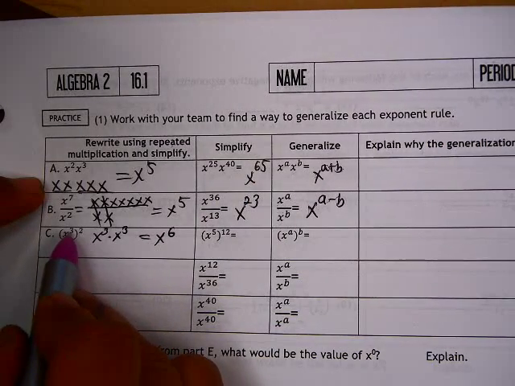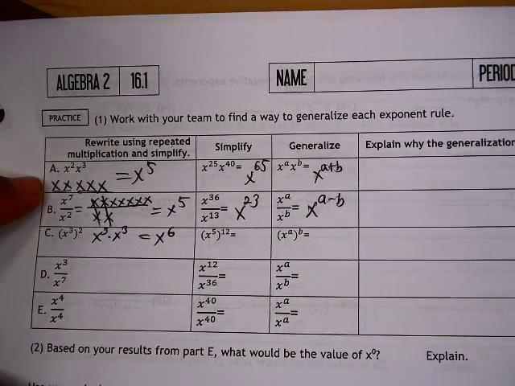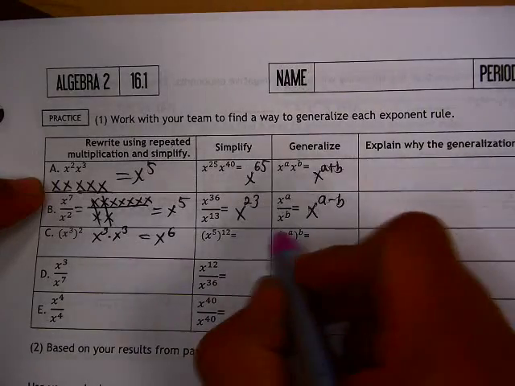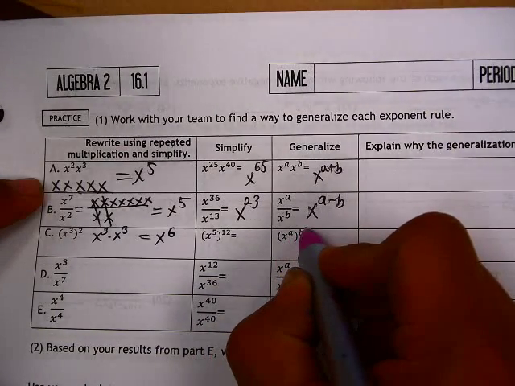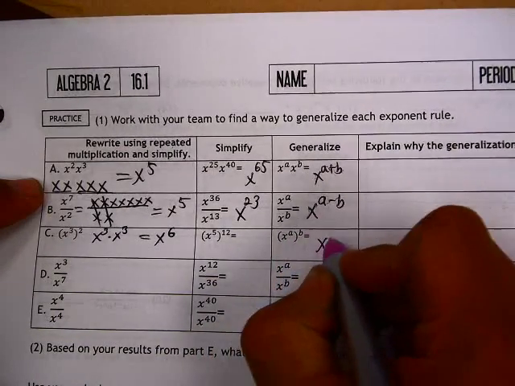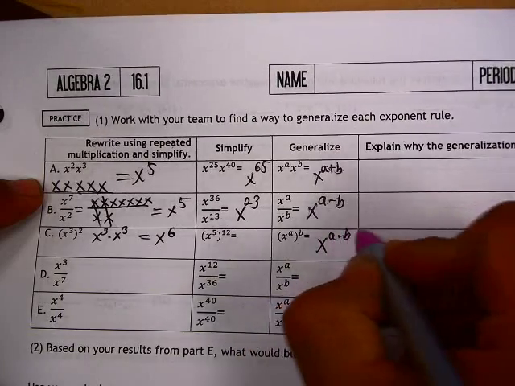How do I go from a 3 and a 2 to a 6? It must have been multiplication. So x to the a to the b power would be x to the a times b.